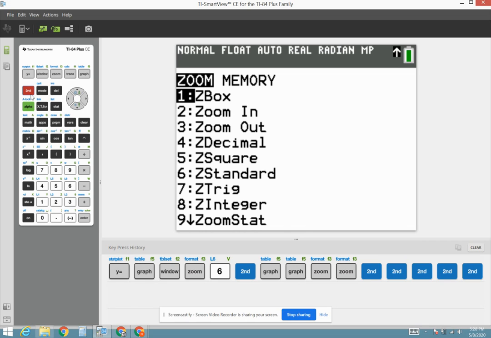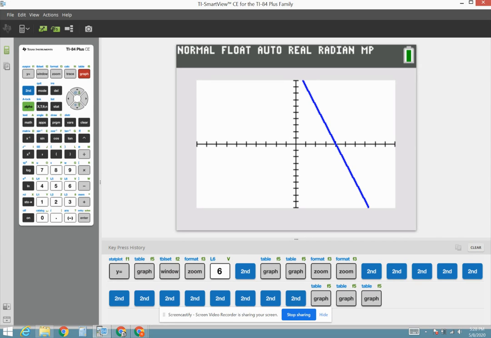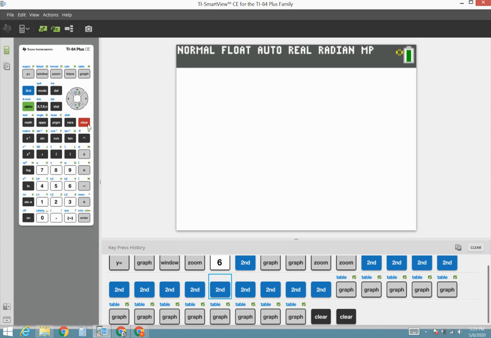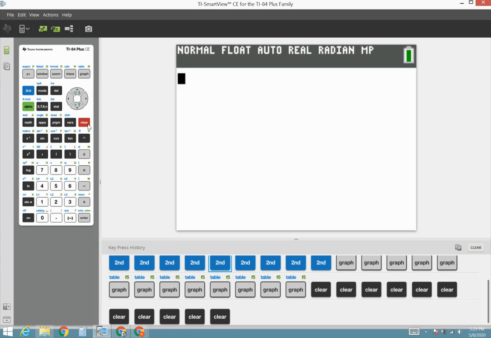Why is this going all wonky? I don't know why it's pressing all those weird buttons. Okay, let's press second table. Why is it doing that, you guys? It's hitting table like 15 million times. Technology does not like me today. Why does it keep hitting graph, and now it keeps hitting clear 8 million times? What is going on? All right, I'm putting everything down. We're going to try this again.